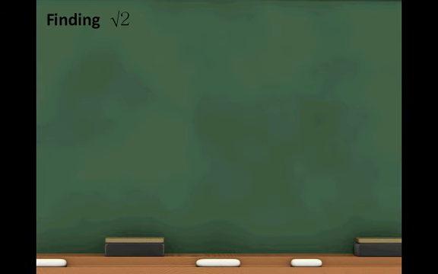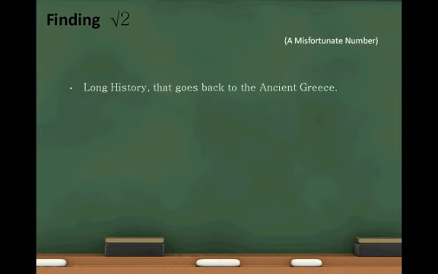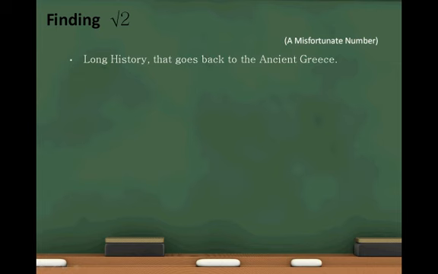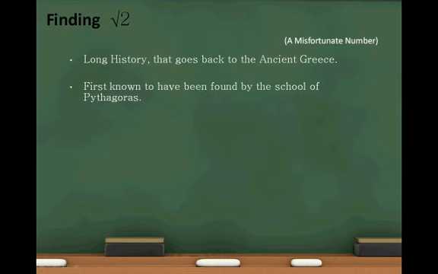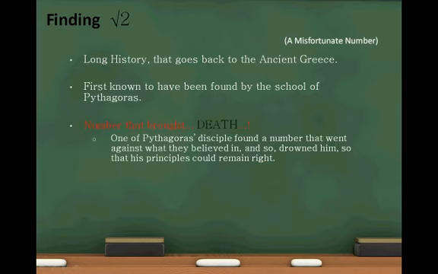Well, I consider it as a misfortunate number, and it goes back a long time to ancient Greece. It was first known to have been found by the school of Pythagoras. And as I've told you, it was a misfortunate number, a number that brought death. One of Pythagoras' disciples found a number that went against what they believed in, and so they drowned him, so that their principles would remain right. This number that they found was the square root of 2.